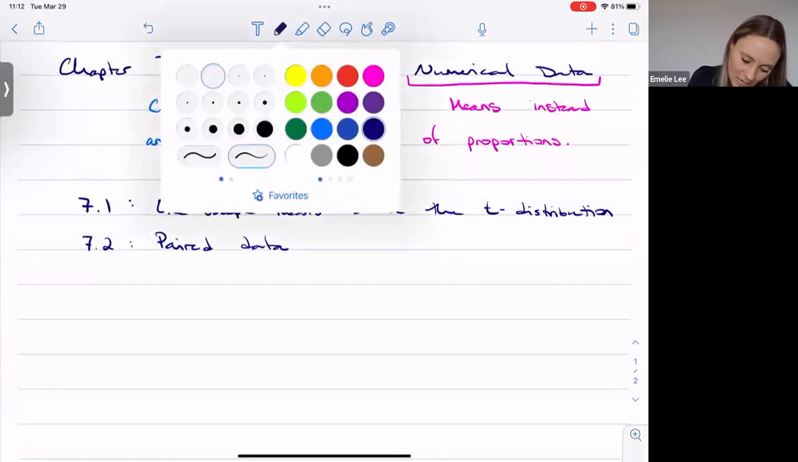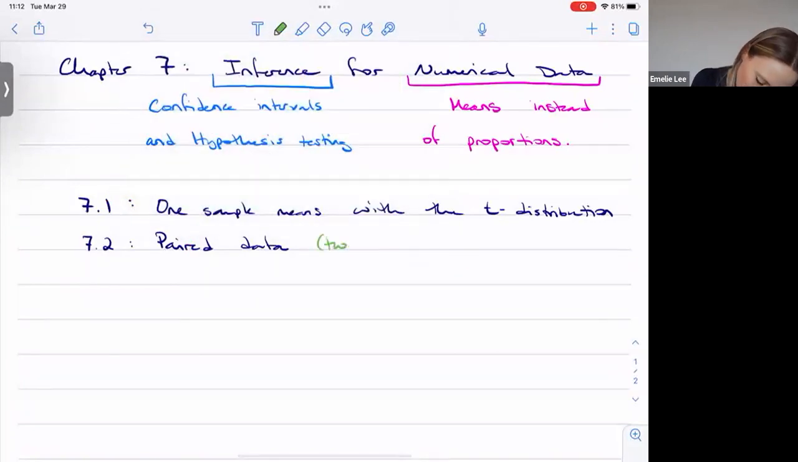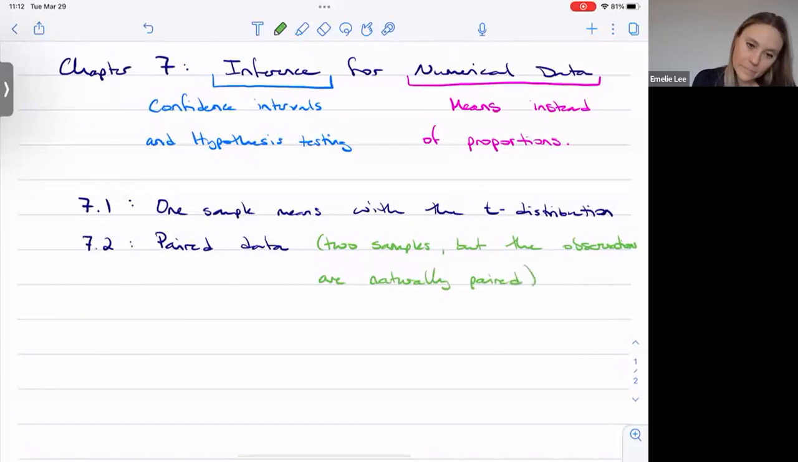So it does have 2 samples, but the observations are naturally paired. Just like before, when you read a question, it's your job to figure out, okay, what kind of question do I have here, right? So each of these, one sample mean, paired data. So those are 2 different types of questions that we could do.